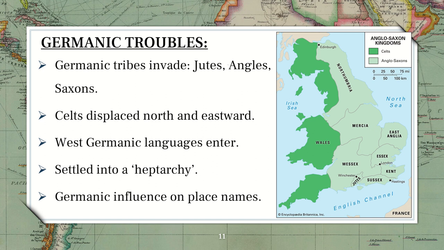Now, the Saxons were eventually the most powerful of the Germanic tribes, and the West Saxons were the most powerful of these, and eventually the West Saxon dialect also became the most dominant of all the dialects.